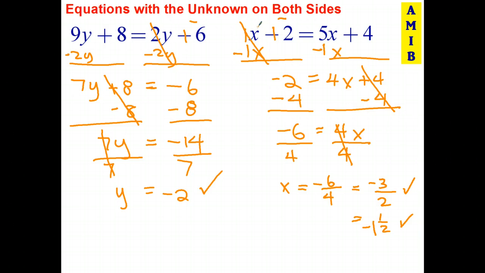Okay, so that's the next stage: we had to do one additional step before we could use AMIB. First thing we had to do in this case is to get the variable on just one side.